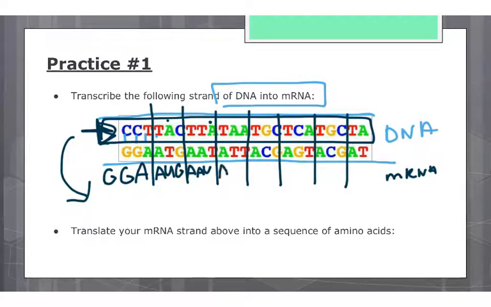T would go to A, U, U. This T would go to an A. Sorry, G. That G would go to a C. That C would go to a G. Sorry guys, that's a G. T would go to an A, G, U. T would go to an A, C, G. This T would go to an A. This A would go to a U.